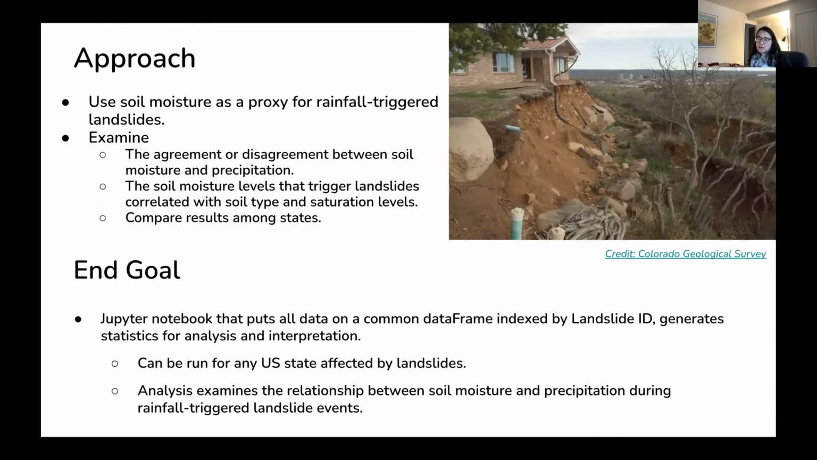The end goal is Jupyter notebooks, one which assembles all data on a common data frame indexed by landslide ID. Another is a notebook that generates plots and statistics for analysis and interpretation. And these notebooks can be run for any US state affected by landslides.